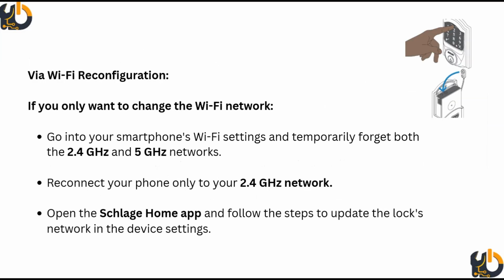Via Wi-Fi reconfiguration. If you only want to change the Wi-Fi network, go into your smartphone's Wi-Fi settings and temporarily forget both the 2.4 GHz and 5 GHz network. Then reconnect your phone only to your 2.4 GHz network. And then open the Schlage Home app and follow the steps to update the lock's network in the device settings.